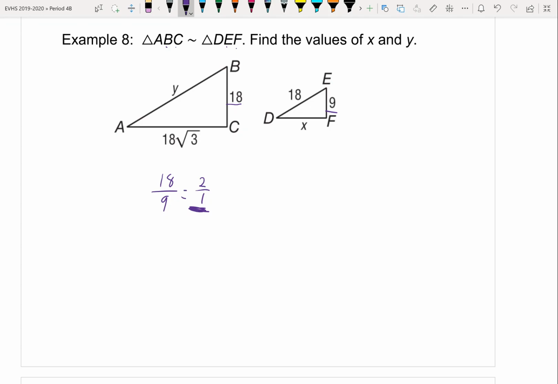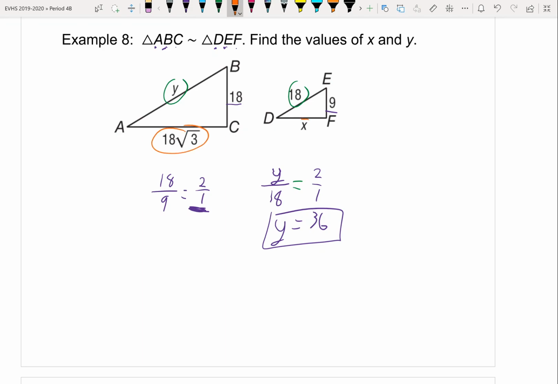Let's go ahead and go with AB. So AB is position 1 and 2, corresponds to DE. DE is 18. Since I did the 18 and 9, the left-hand triangle is in the numerator, I've got to be consistent with that. So y over 18, which came from here and here, is equal to my scale factor, which is 2 over 1. So we cross multiply, and we get y is equal to 36. Simple enough.